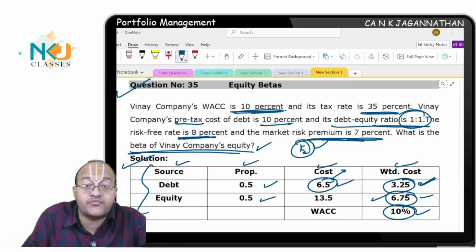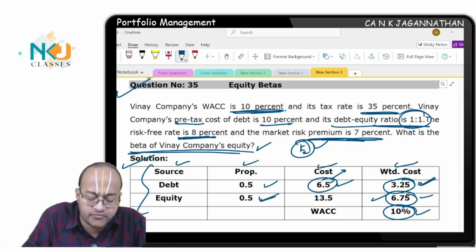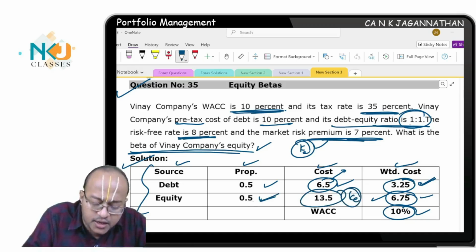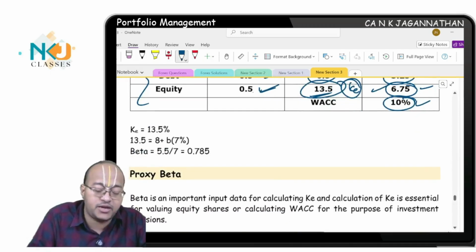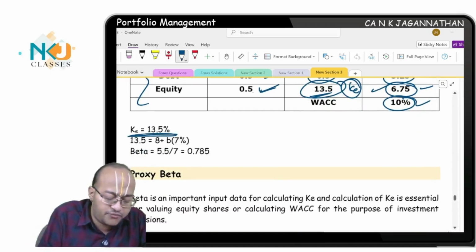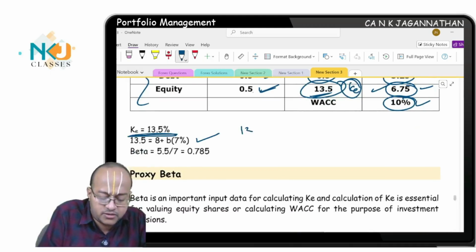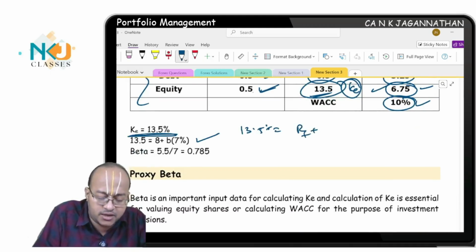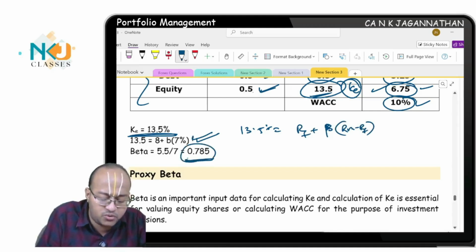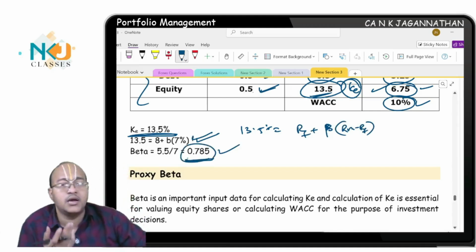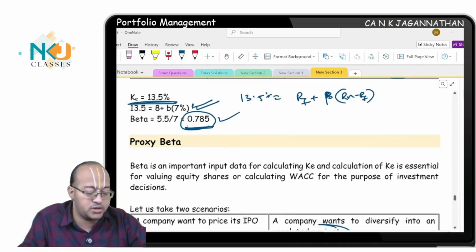Now the weighted cost of equity is 6.75. Weight is 0.5. What is the real cost of equity? KE is 13.5%, 6.75 divided by 0.5. Now KE is 13.5. Substitute it. KE is nothing but RF plus beta times (RM minus RF). Beta you don't know. RM minus RF is the market risk premium, given as 7%. Beta comes to 0.785. Are you all understanding? This is a reverse working computation involved in this regard.